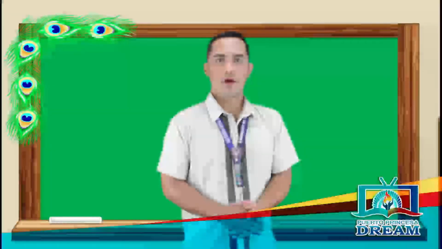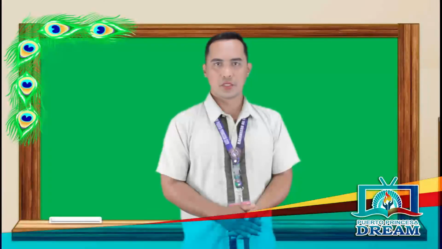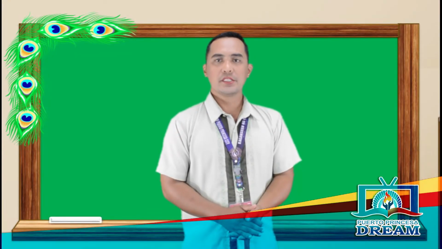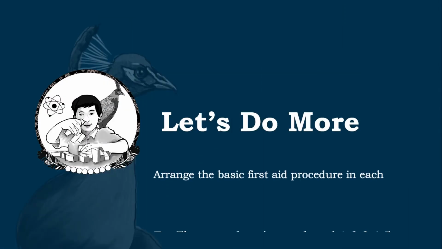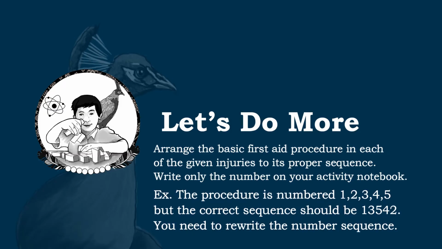Now, there's more. Let's see if you gain an understanding on this part of the lesson. This activity is entitled, I Know How to Rescue You. You will arrange basic first aid procedure in each of the given injuries, in proper sequence. Write only the number of your answer on your activity.